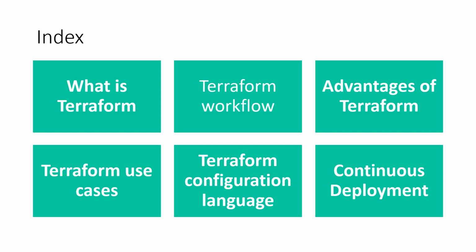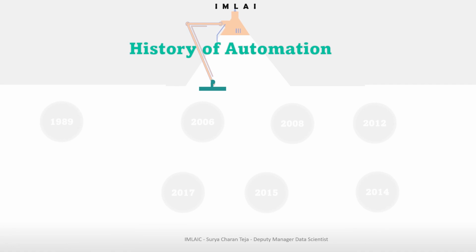Then we will see some of the use cases of Terraform and Terraform configuration language, and what are the blocks and what it consists of, how does it look like. So that we'll see that Terraform configuration language. Then finally we will look into continuous deployment in this part of module 4. Then we'll do some hands-on exercises using Terraform and AWS cloud. So for now, let's begin with the history of automation.